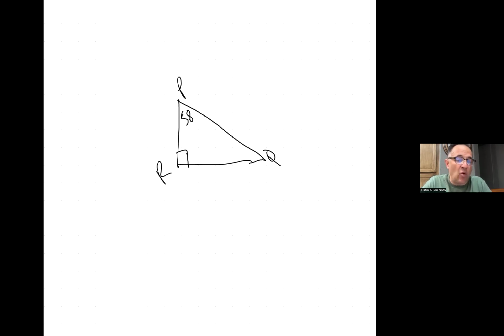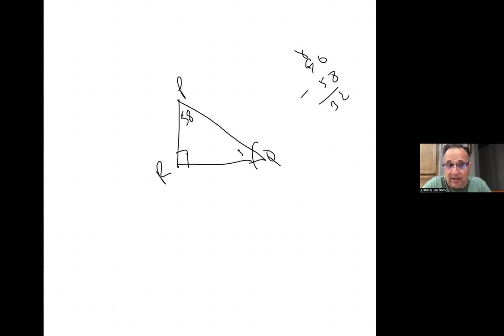Okay, it says, what is the shortest side? Remember, the smallest angle produces the shortest side. Remember that? So we know that the longest side is the hypotenuse. The middle side, because 90 minus 58 is 32. So this is 32.